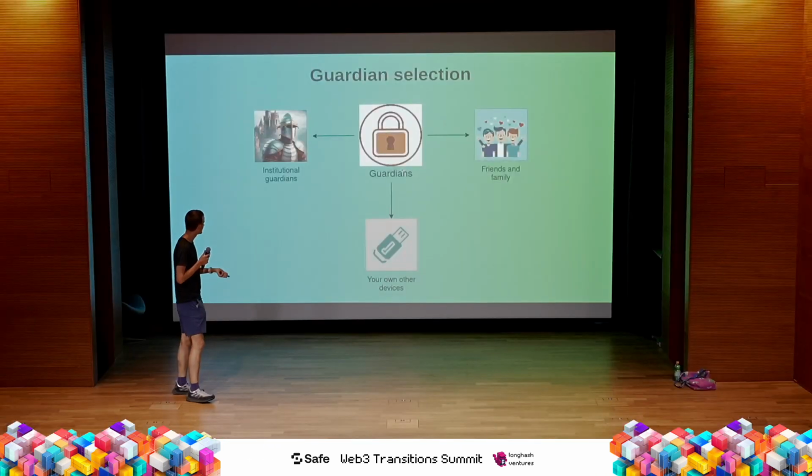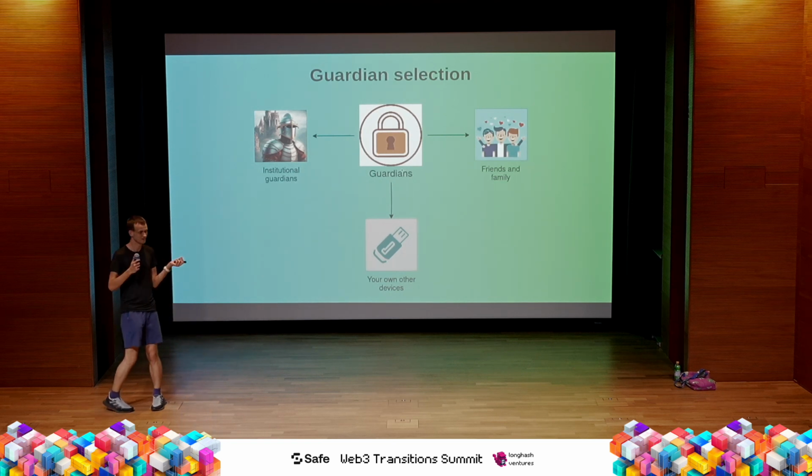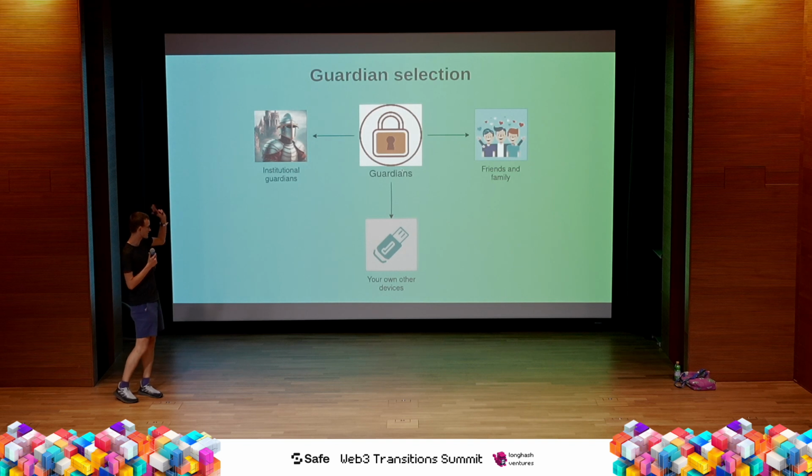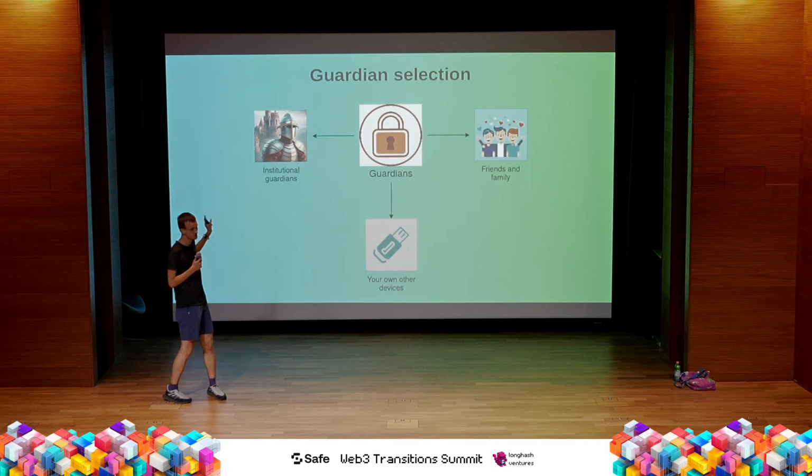Now, multisigs are a really powerful primitive, and there are different kinds of participants that make sense to have, right? I think of multisig participants as being generally in 3 categories: institutional guardians, friends and family, and your own other devices. So institutional guardians, there are 2 ways to do this, right?